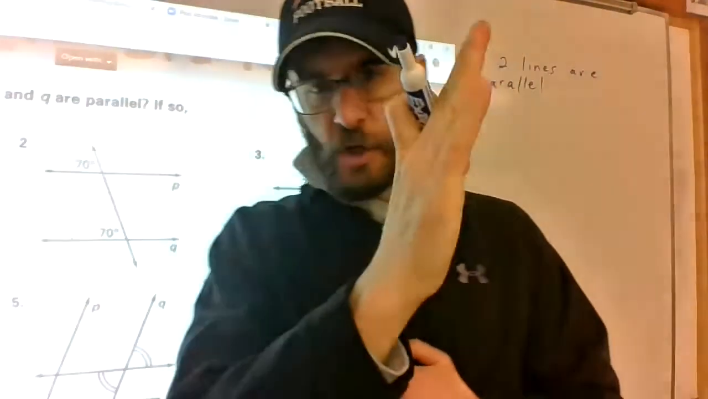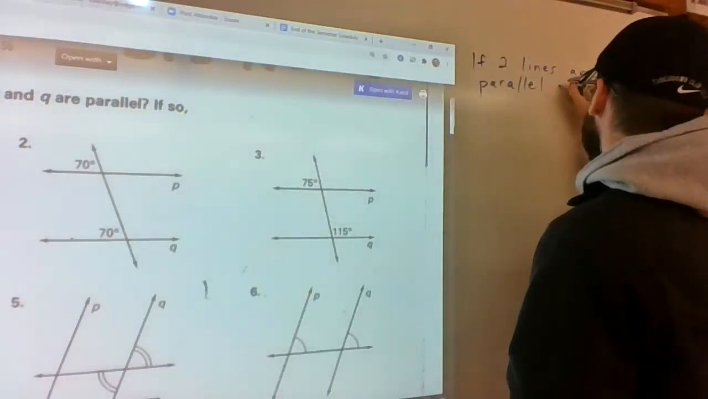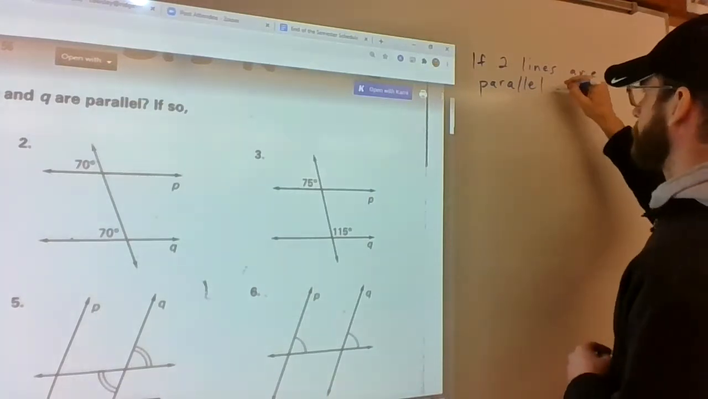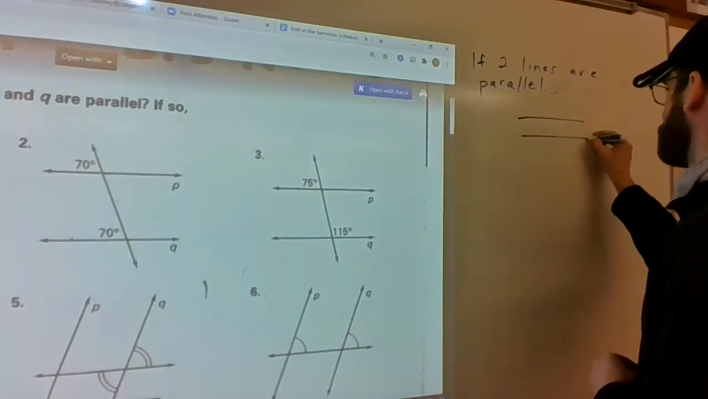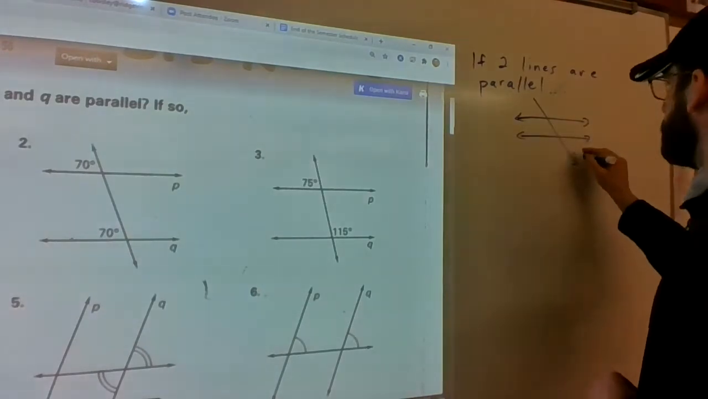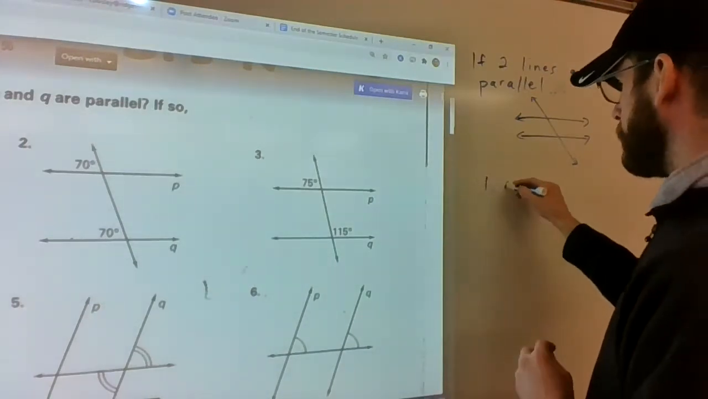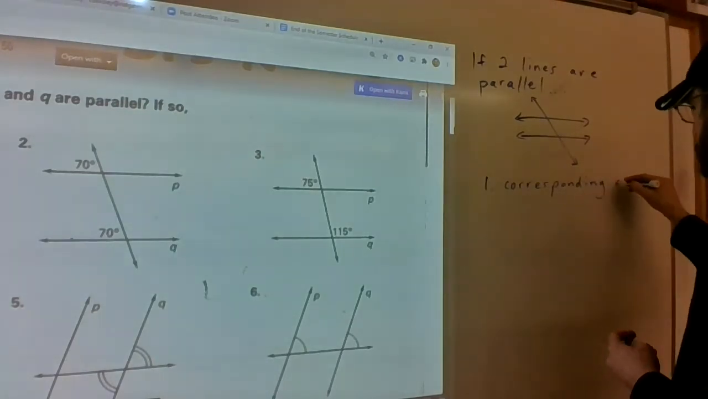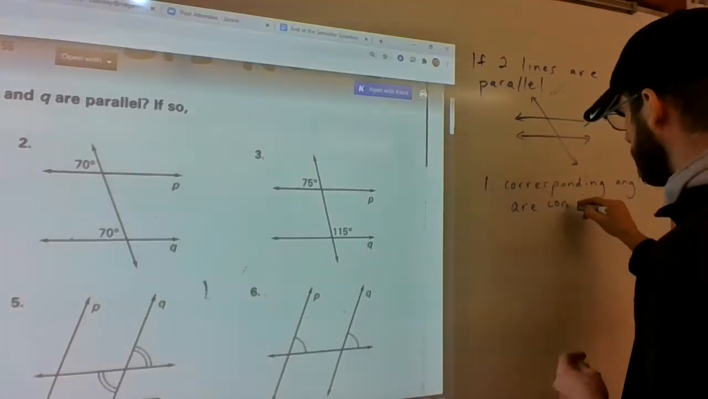with one of those lines, we call them a transversal intersecting them. You know what? I'm just going to say this. If two lines are parallel, and they're cut by this line right here, remember, we had one, corresponding angles are congruent. They're the same.